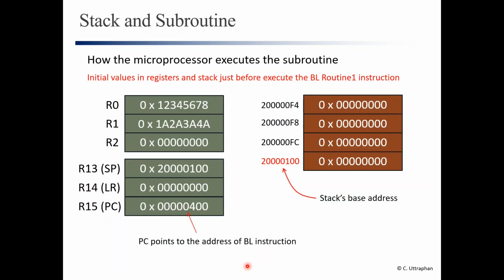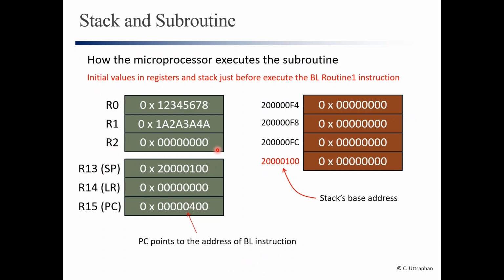Now, let's see how the microprocessor executes the subroutine. What happens to the PC and LR registers when the microprocessor executes a subroutine? How does the microprocessor keep track of the program flow? In other words, how does the microprocessor know where to go after executing the subroutine, which is supposed to be the instruction after the BL instruction? The answer is the values in the PC and LR registers. So, let's look at this illustration.